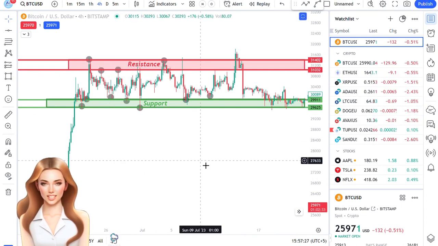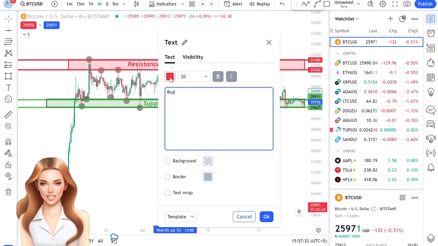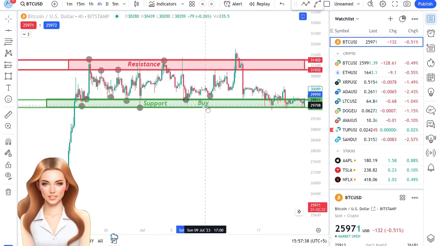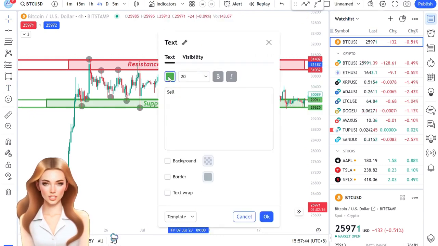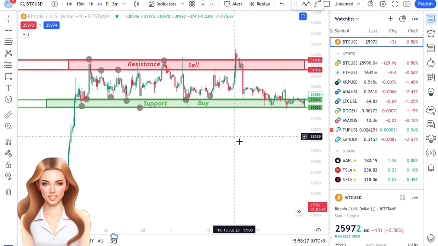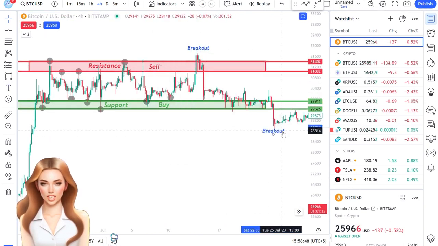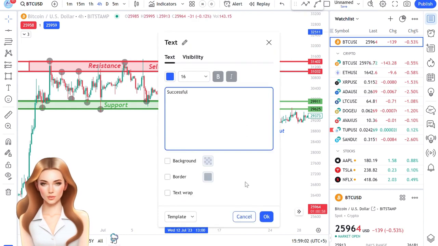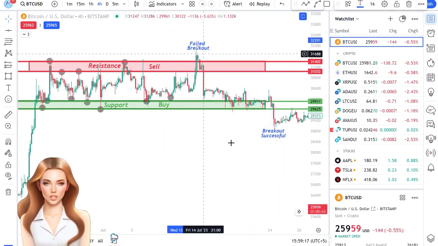Overall, we can simply say that when you see price in the green zone, it's a good opportunity for buying. And when price is in the red zone, this means now you can book your profit, meaning selling your coin. You notice that sometimes price tries to break the support and resistance levels. Sometimes price is successful in doing it and sometimes it fails.